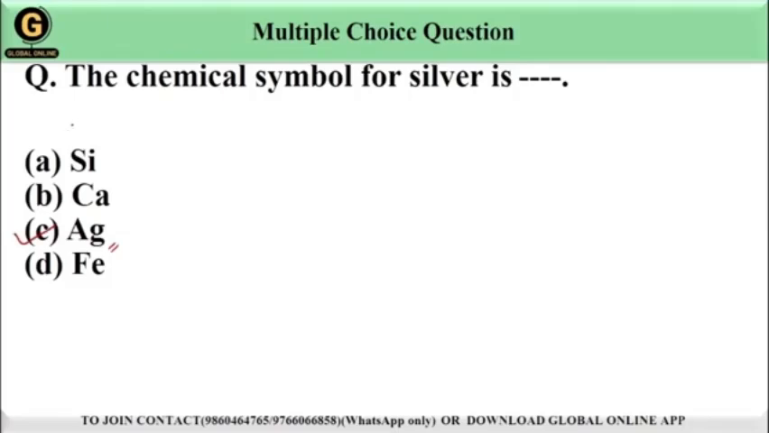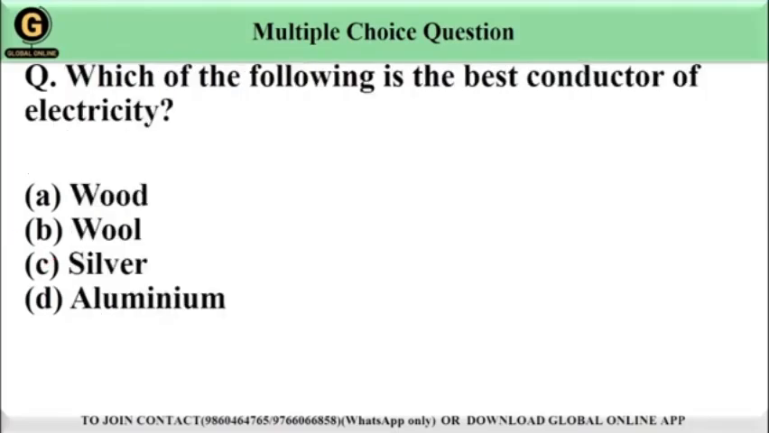Let's see the next question. Which of the following is the best conductor of electricity? Options are given. Option A, wood. Option B, wool. Option C, silver. Option D, aluminium. So students, silver is the best conductor of electricity among all the options.